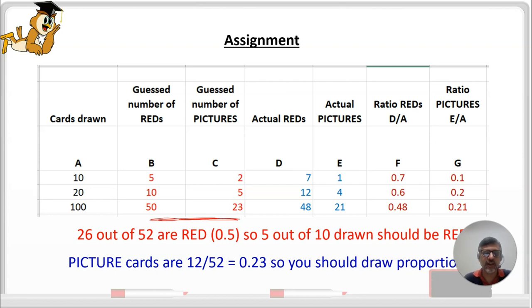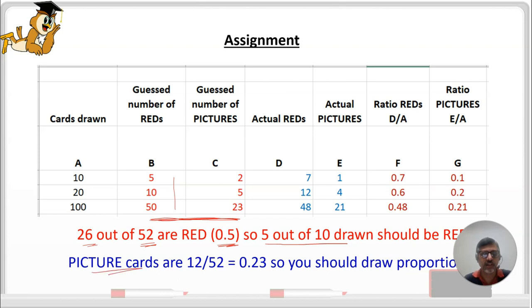Now, if you're talking of red cards, there are 26 out of 52. 26 out of 52 cards are red cards. So half of the cards are red cards, 0.5. Given this fact, 5 out of 10 drawn cards should be red. This should be your guess. I'm talking about guesses, not about actual experiments. Exactly half the number of cards drawn are expected to be red. So these should have been your guesses for red colored cards.